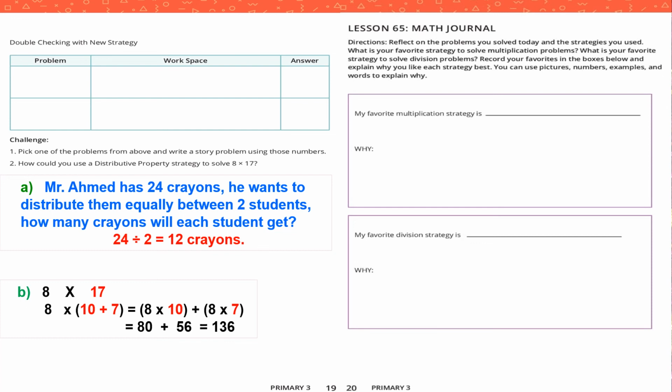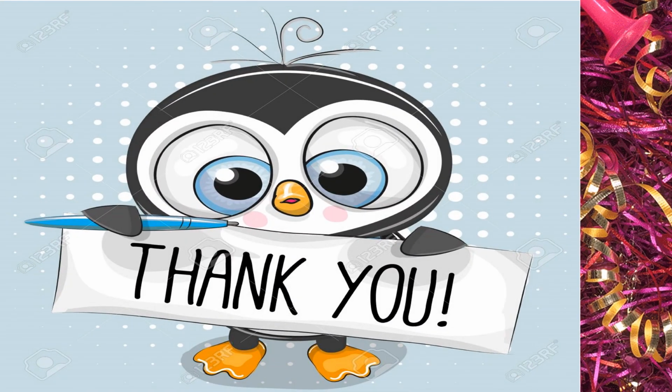Here our math journal. It's about the strategies we used. Which multiplication strategy do you prefer? Associative property or distributive property? Which division strategy would you like to use also? To convert it into multiplication and solve, or to solve as division? It's for you. You can write what you prefer. Thank you and wish you best of luck.